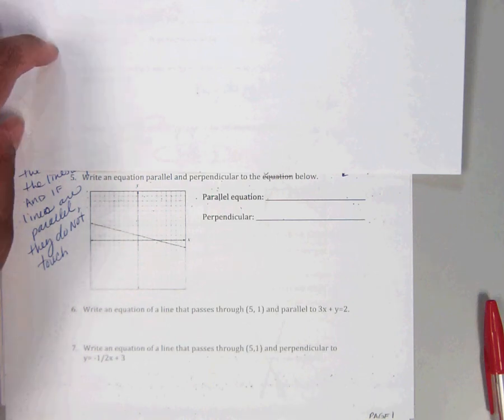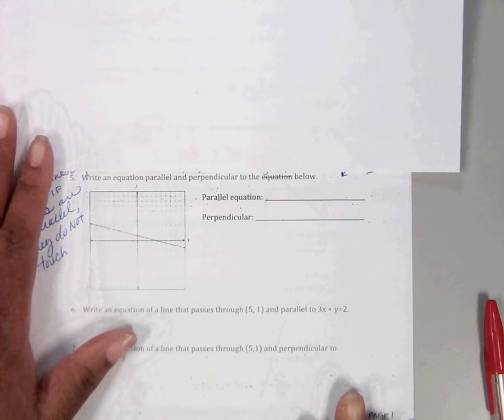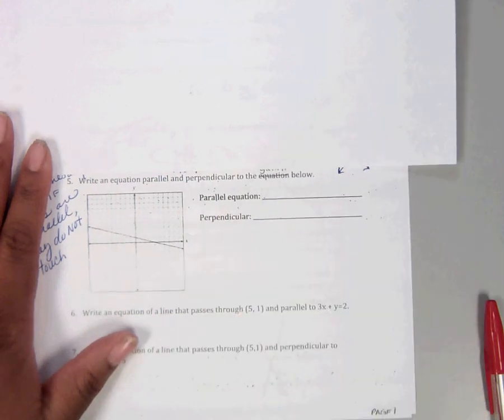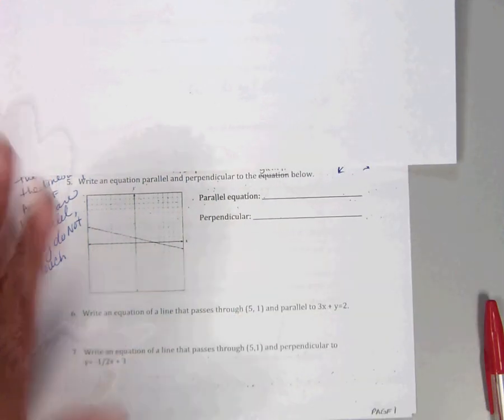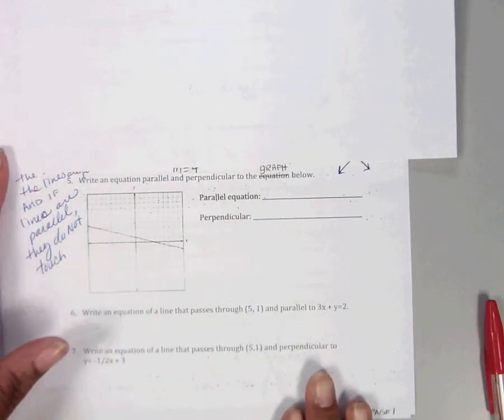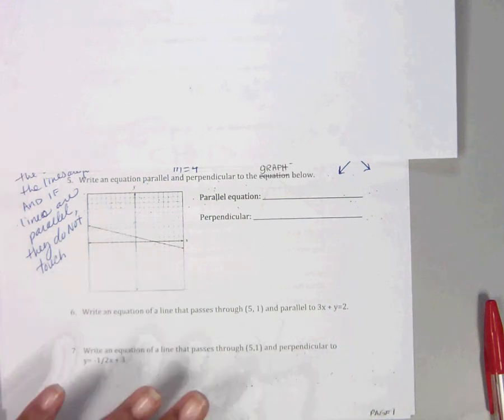Number 5, I'm just covering it up so that we can focus on number 5. Write an equation parallel and perpendicular to the graph below. First, we need the equation for this problem.